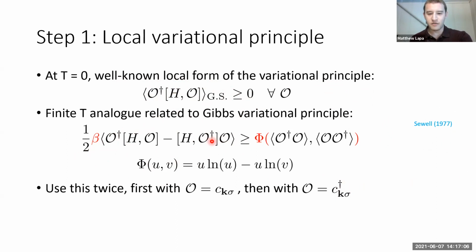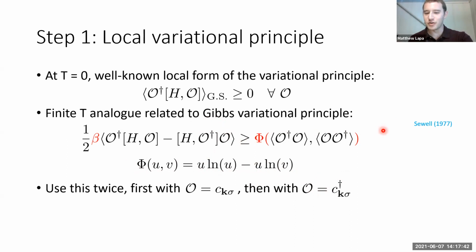You see there's a beta here, which if you bring it to the other side, it becomes KBT. And if you send the temperature to zero, the right-hand side will become zero and you'll recover the original zero temperature result. But the non-trivial thing about this is there's a function phi here that is a function of two real variables, and it's u log u minus u log v. And this is, of course, coming from some type of relative entropy that's involved in the Gibbs variational principle.